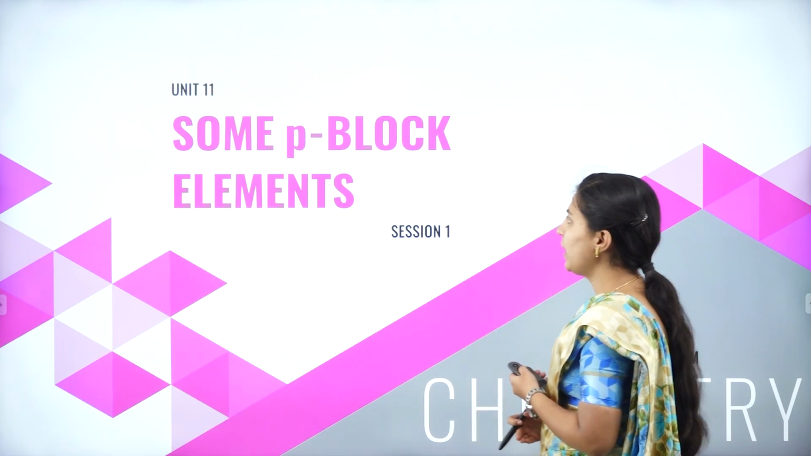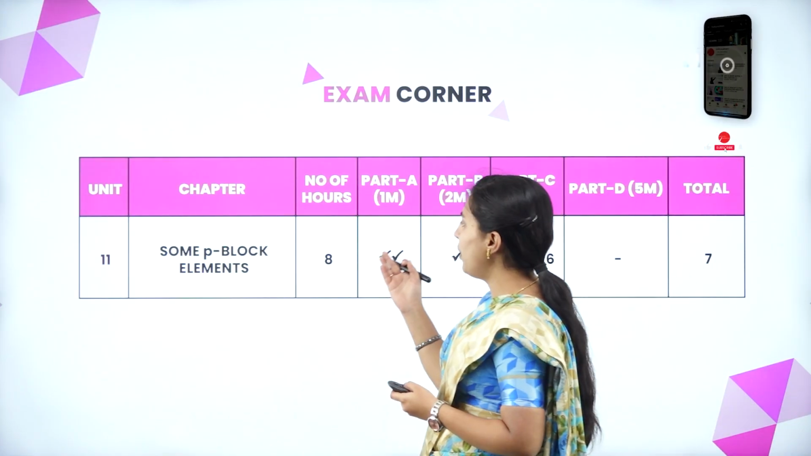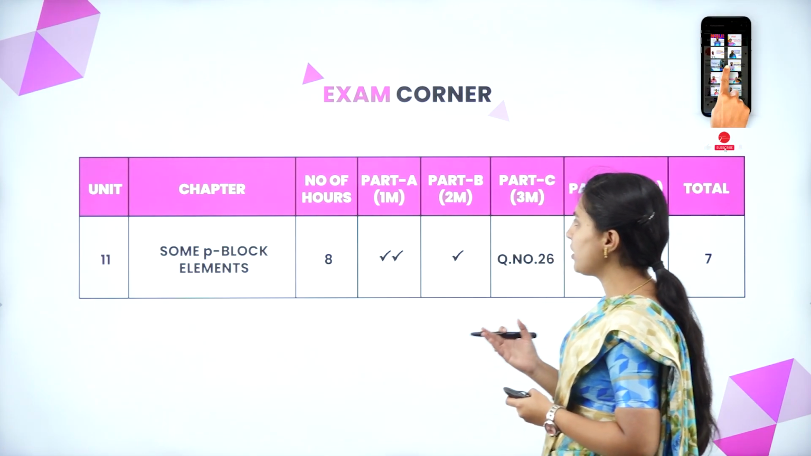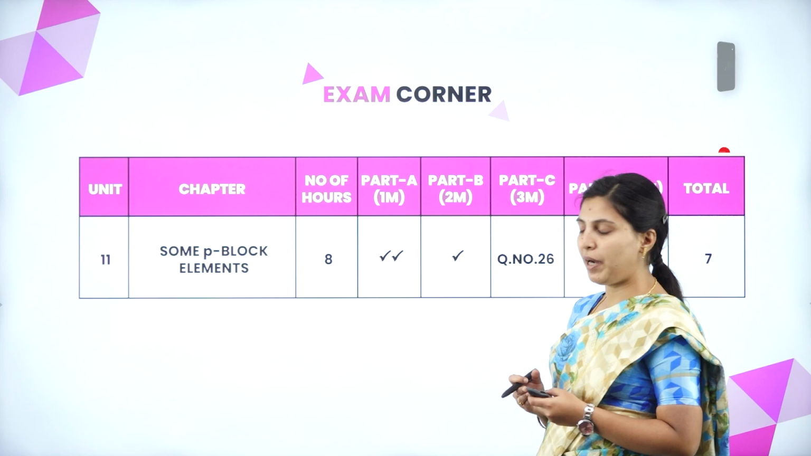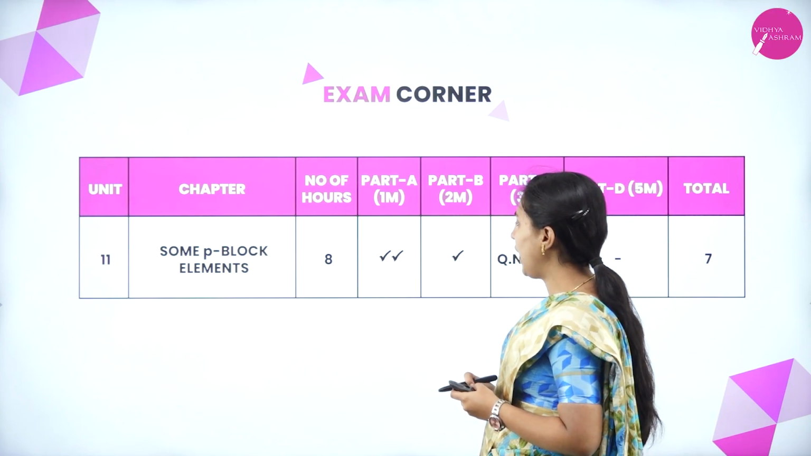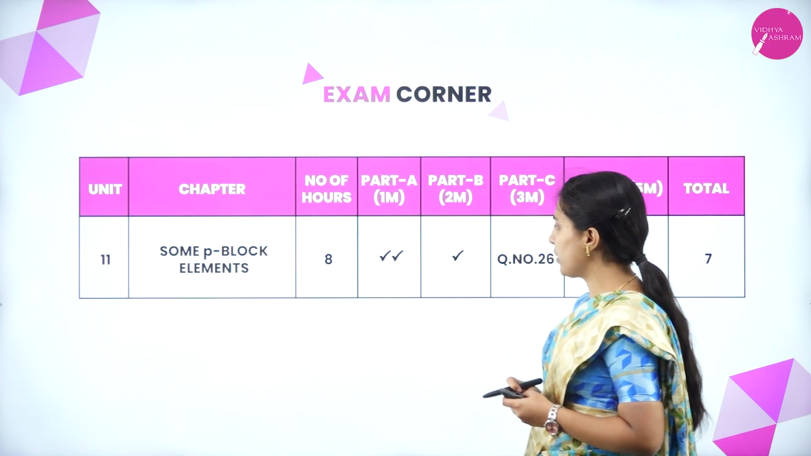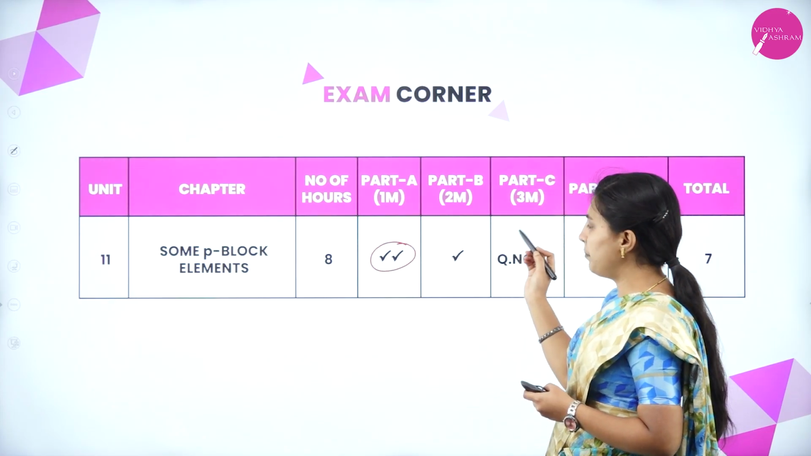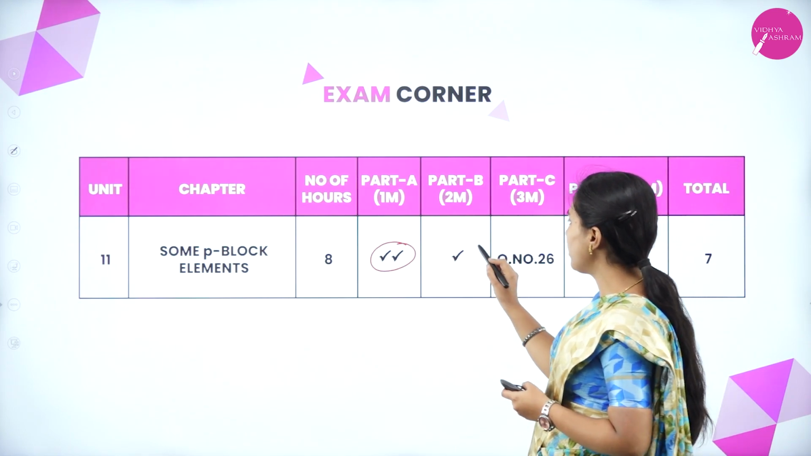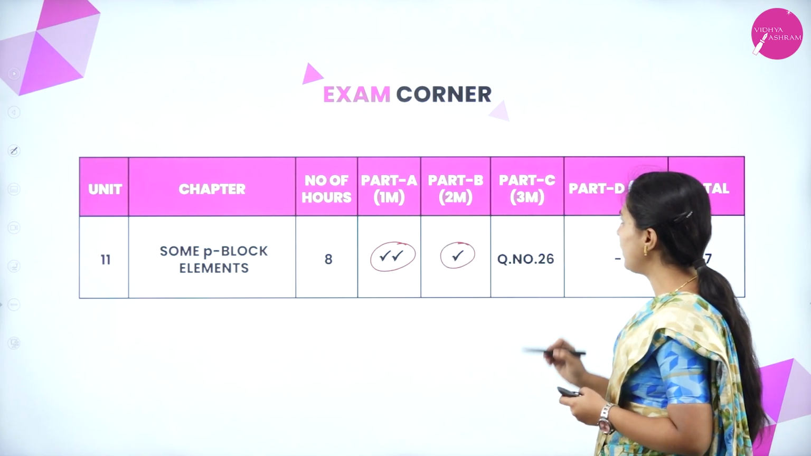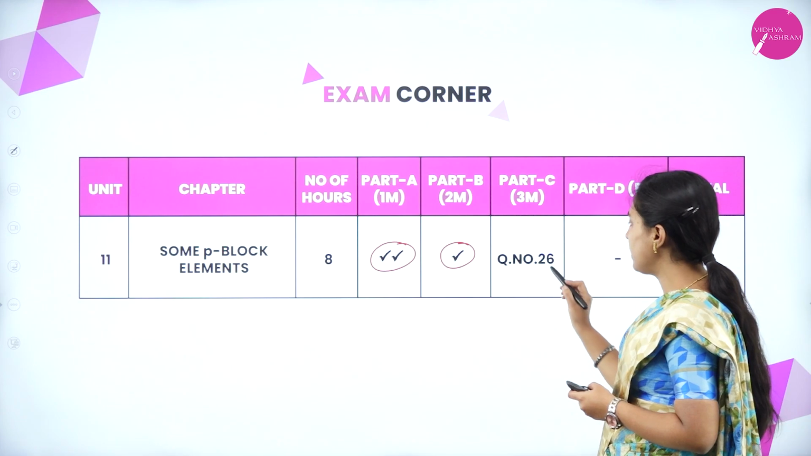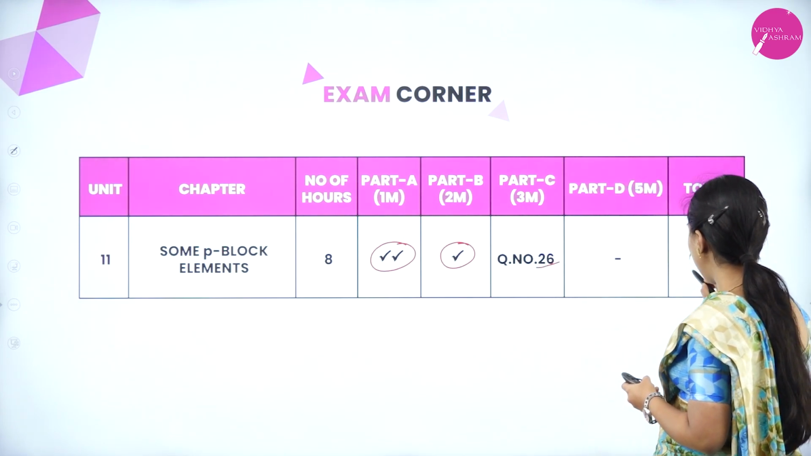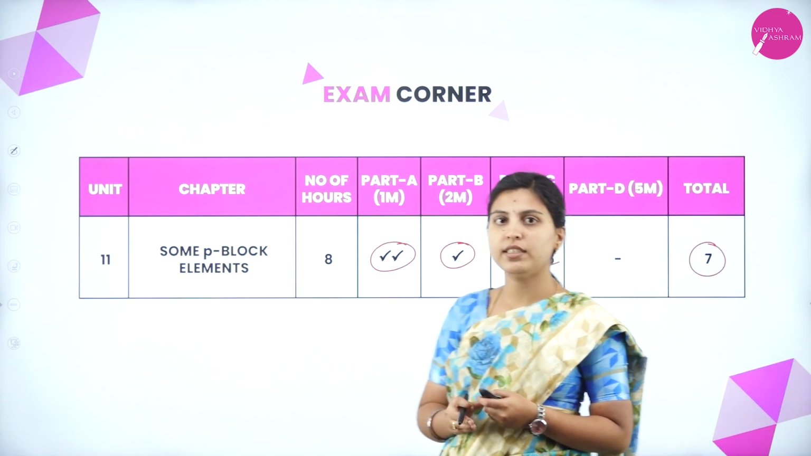Okay, let us see first the exam corner. The number of hours required to complete this chapter is 8 hours. In the question paper pattern, as we know, there are 5 parts. In part A, that is 1 mark carrying questions, 2 questions will be given. In part B, that is 2 mark carrying questions, 1 question will be given. In part C, in question number 26, 1 question is given. So overall 7 marks is allotted for this chapter.